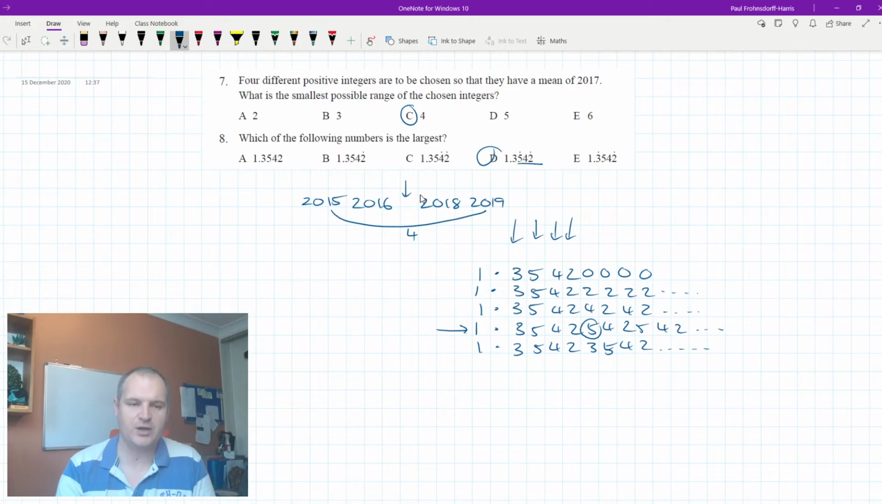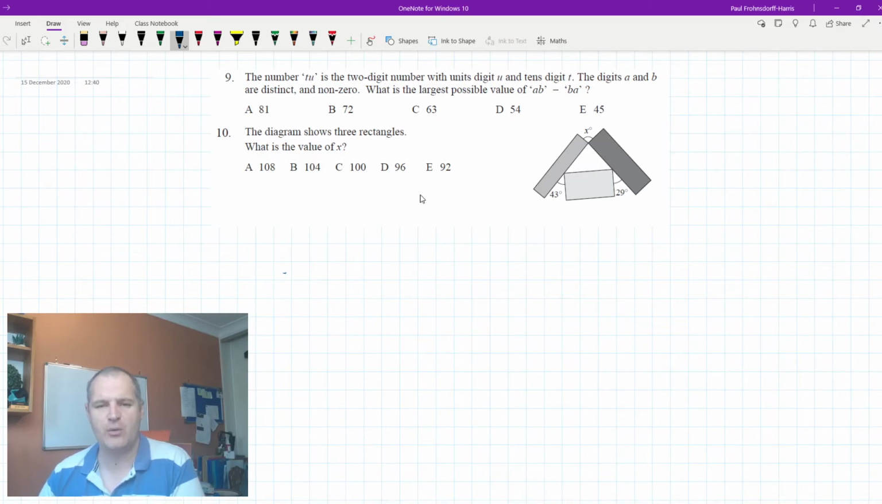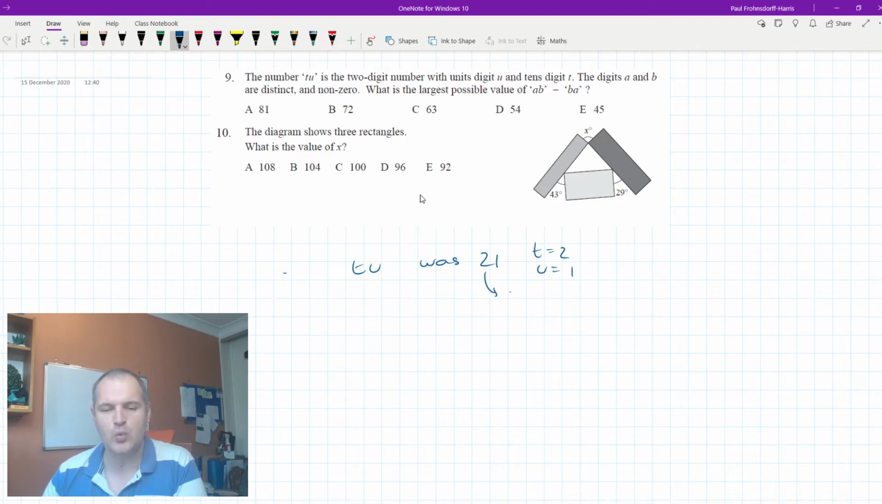And then finally, questions 9 and 10. The number TU is the 2-digit number with the units digit of U and the tens digit T. So what I do when I look at this, if TU was, say, 21, T would be equal 2, U would equal 1, but 21 would be 2 tens plus 1. So I think TU can be better written as 10T plus U.